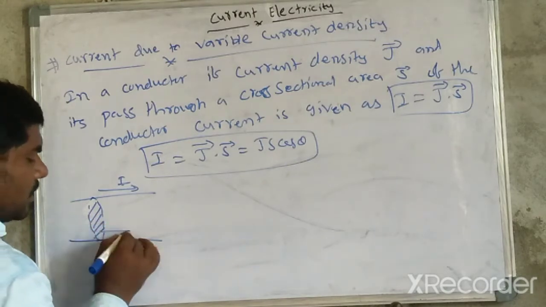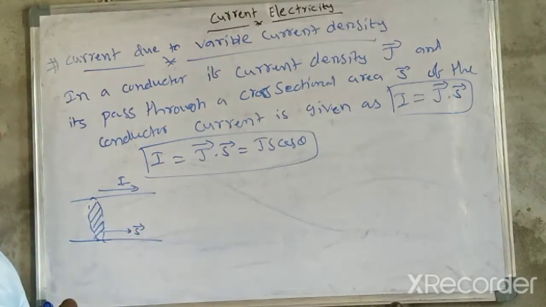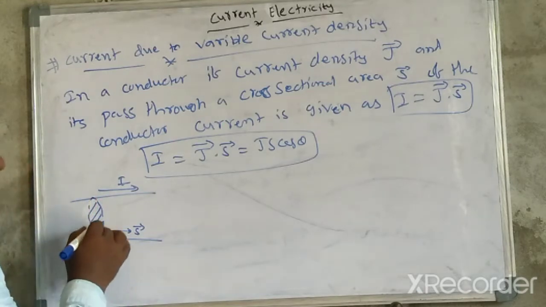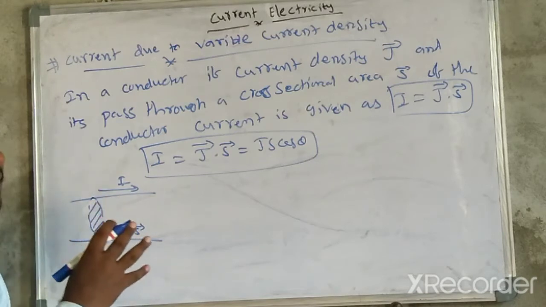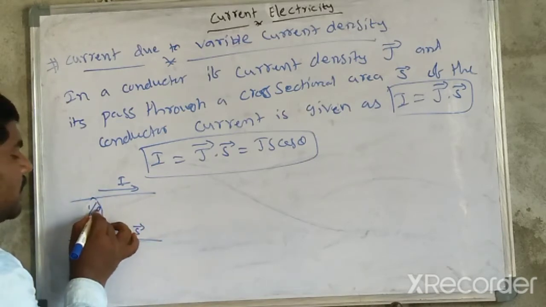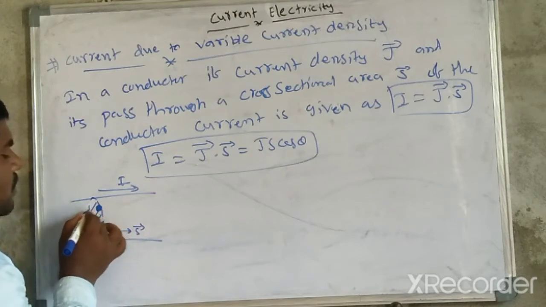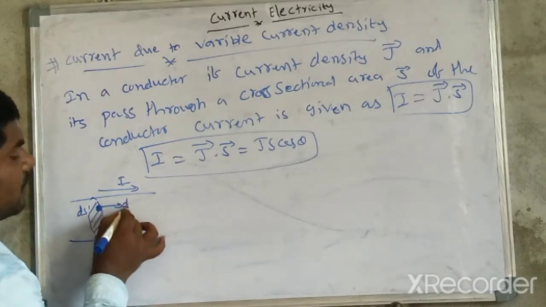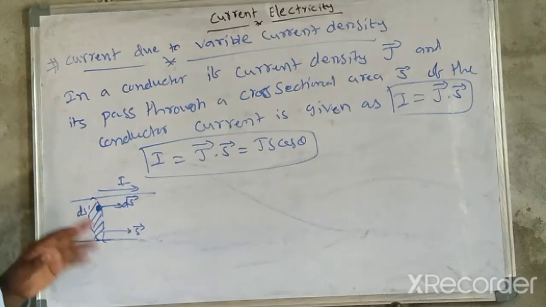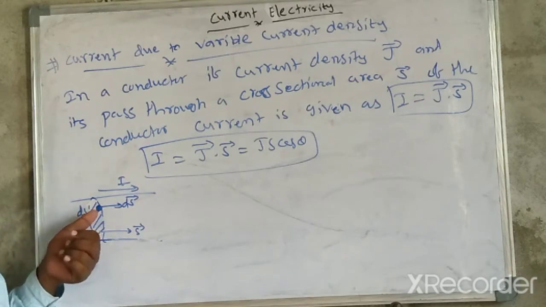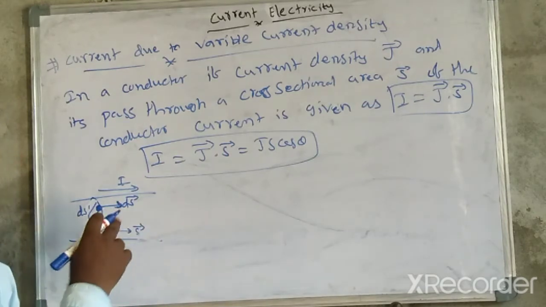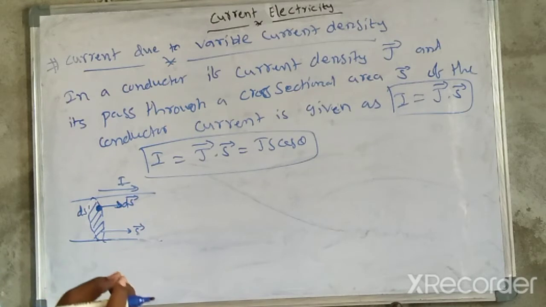Here the total cross section area I would like to consider as S bar. Let us consider that this cross sectional area is variable. So for a variable area, let us consider a small elemental strip. This elemental strip area I would like to consider as ds. The direction of ds is normal, perpendicular, to the surface. So the area direction is always perpendicular, or normal, to that surface.